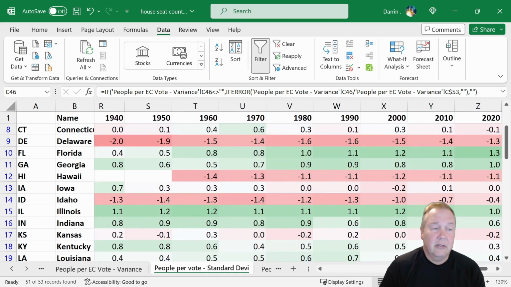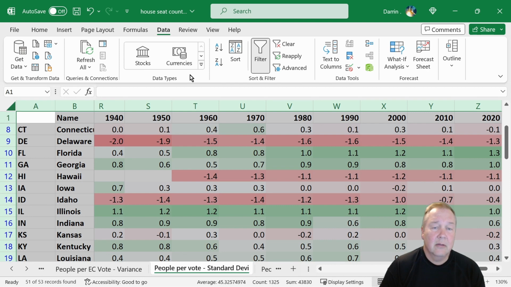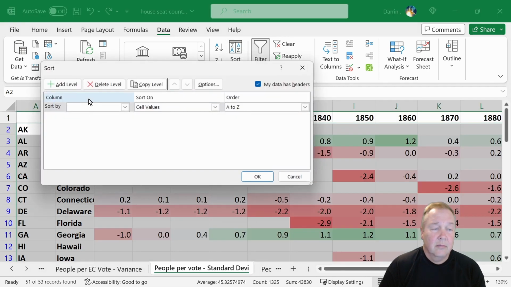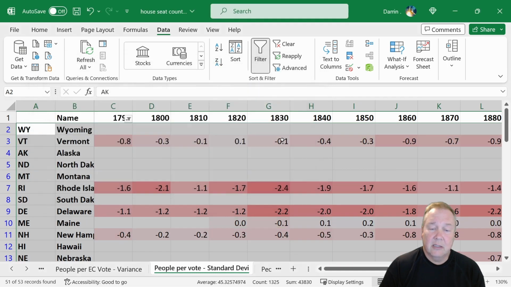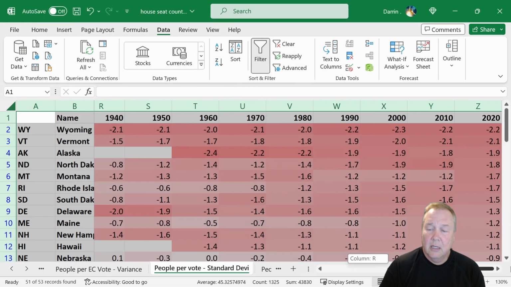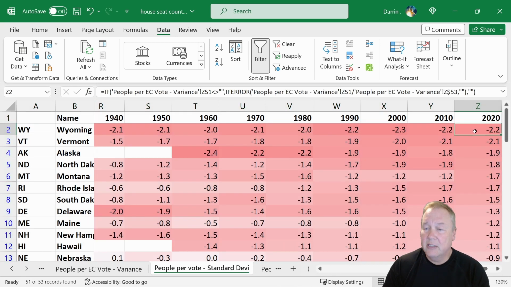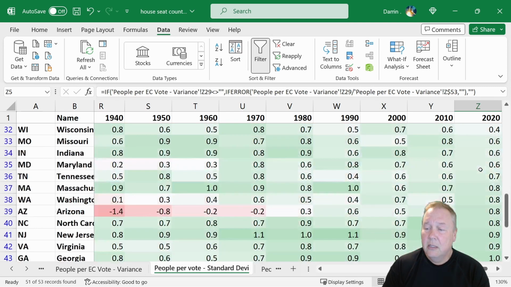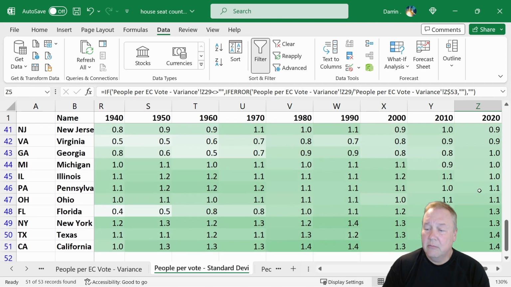What do we have currently? Well, let's sort this and look at the most recent census here. So we have Wyoming, which is negative 2.2. That's a little worse. We were at 1.6, 1.7 before. And we've got four states that are above 1.7, the smallest states. On the bigger side, really, that's not that much different.